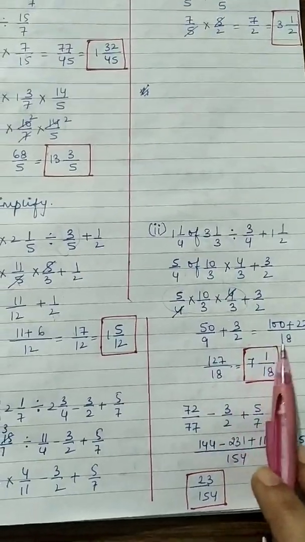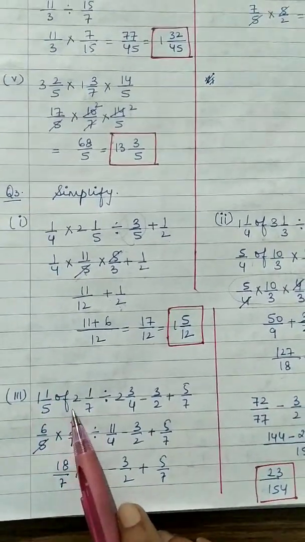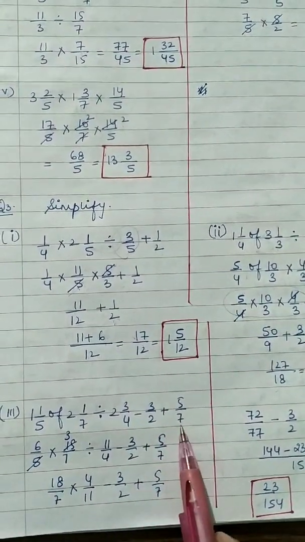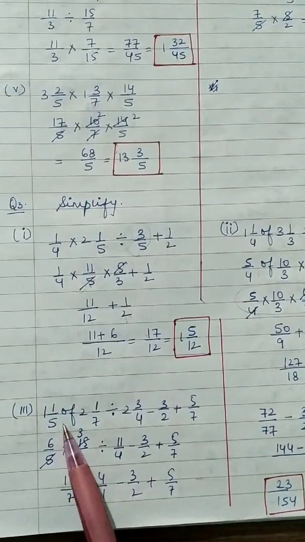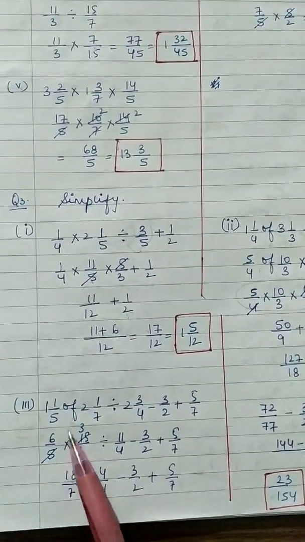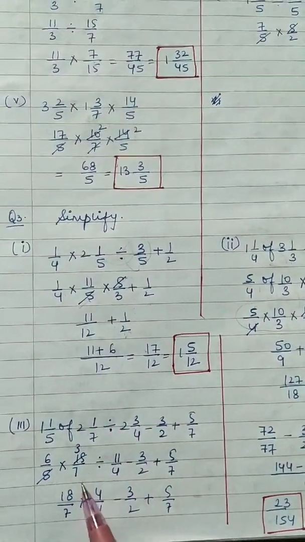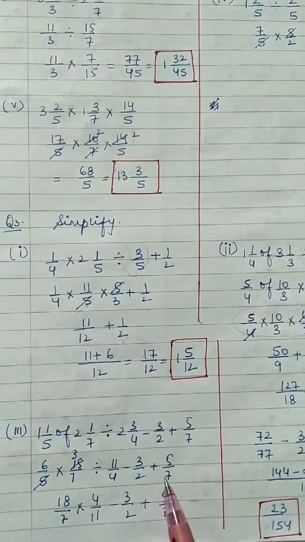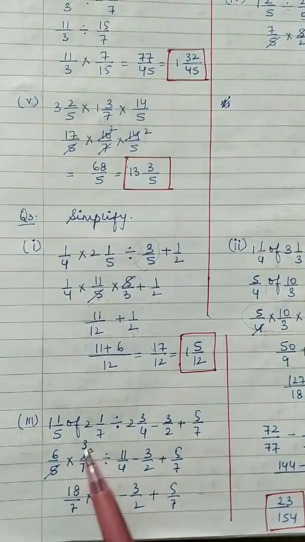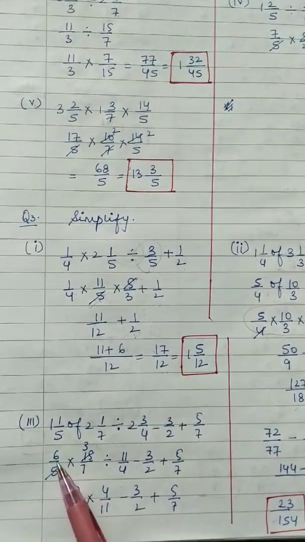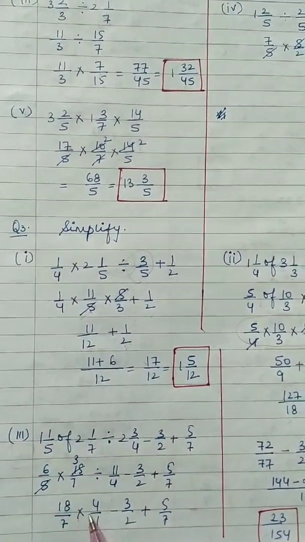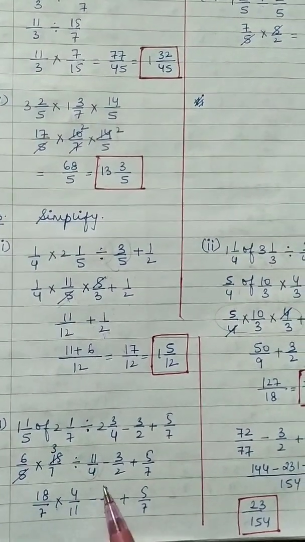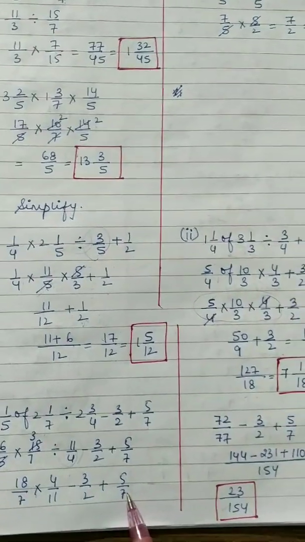Similar is the second question that you can do. Third, 1/5 of 2 1/7 ÷ 2 3/4 − 3/2 + 5/7. So change this mixed fraction into improper: 6/5, of means multiply, 15/7 ÷ 11/4 − 3/2 + 5/7. So cancel the terms. 5 1s are 5, 5 3s are 15. Here it will be 6 3s are 18/7. Divide will be changed into multiply and take the reciprocal of this, 4/11, − 3/2 + 5/7.